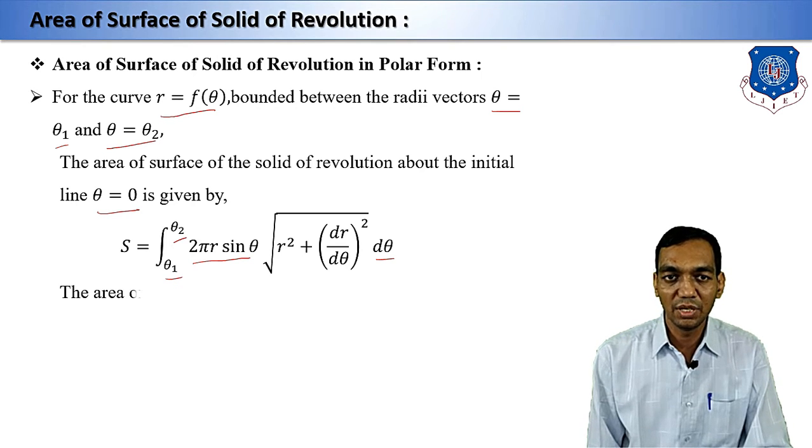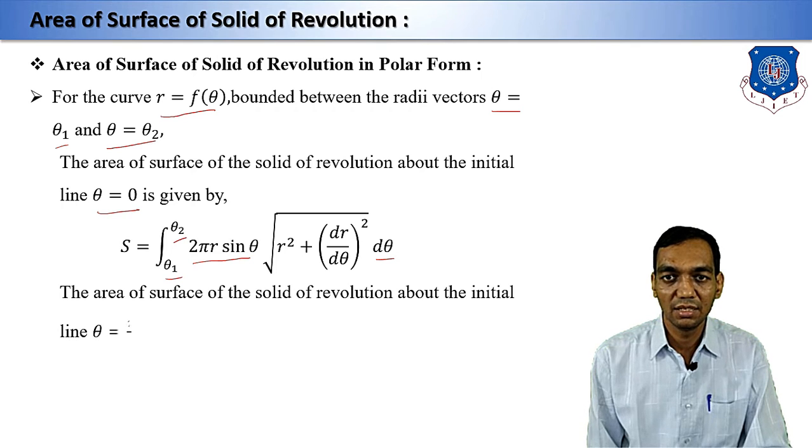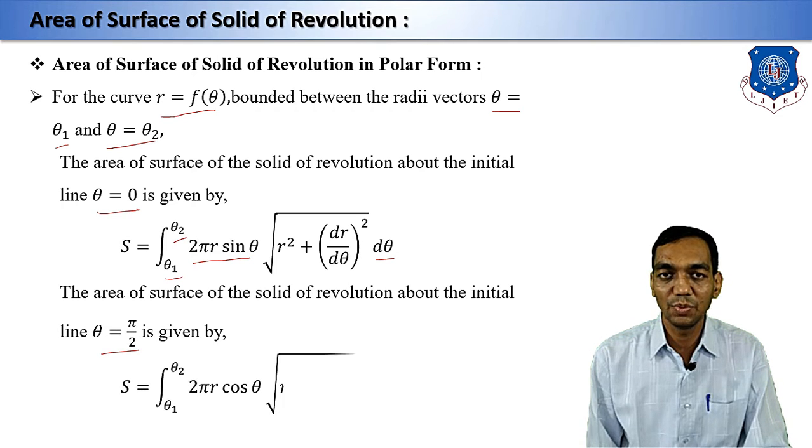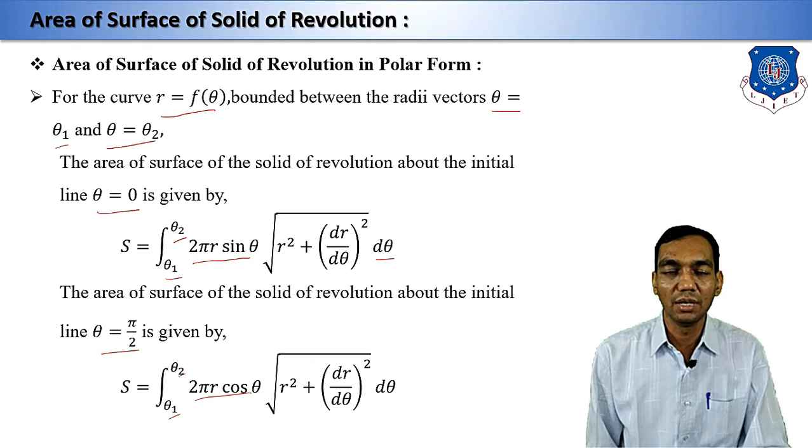In the same manner, instead of the theta is equal to 0 line, if we are going to rotate it about the theta is equal to pi by 2 line, then s will be integration from theta 1 to theta 2, 2 pi r cos theta into under root of r square plus dr by d theta the whole square d theta. Okay, so this is nothing but 2 pi x, but x is equal to r cos theta, and the under root of 1 plus dy by dx whole square is replaced with under root of r square plus dr by d theta the whole square d theta.